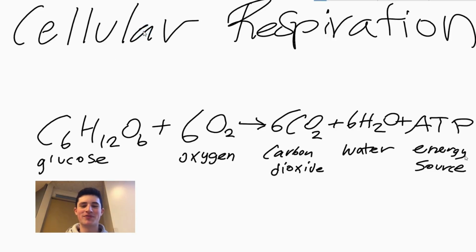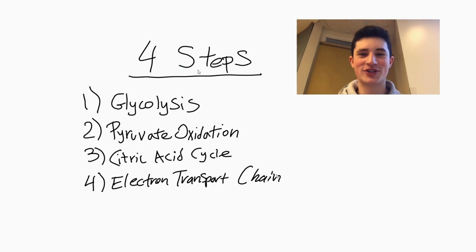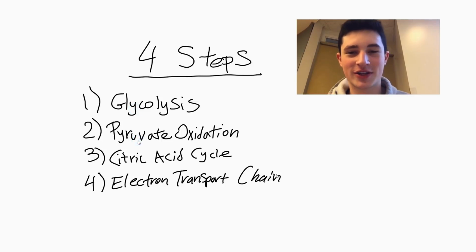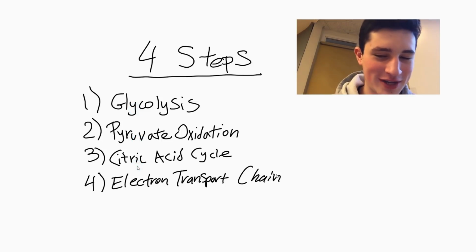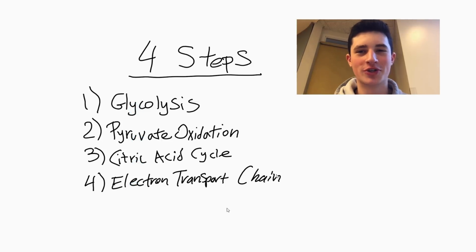Basically, cellular respiration is how your body makes energy. It takes in glucose and oxygen. Glucose is C6H12O6, and oxygen is 6 O2s. The outputs are carbon dioxide, water, and ATP. Today we'll be talking about glycolysis, pyruvate oxidation, the citric acid cycle, and the electron transport chain. That'll be the basic overview for today. So let's get into it.